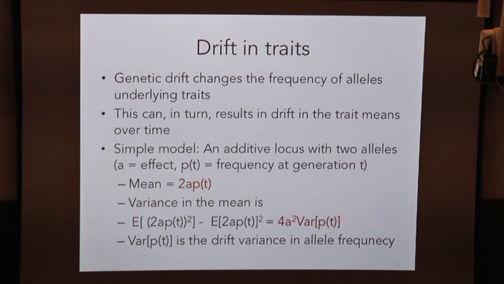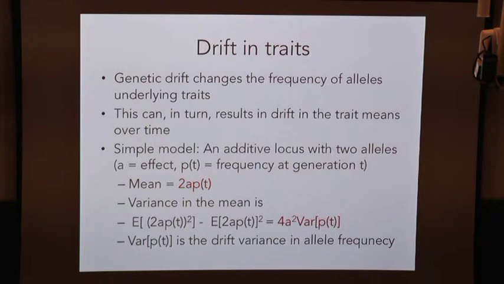So let's now look at the underlying ideas here. Genetic drift changes the frequency of alleles, and in particular, it changes the frequency of alleles underlying traits unless there's some other force to counter it. So because you change these allele frequencies, that in turn means the mean changes.